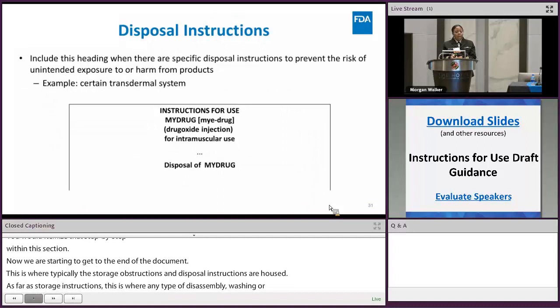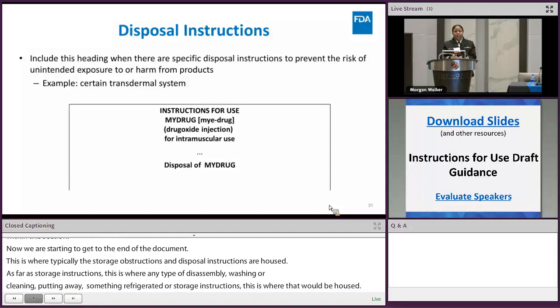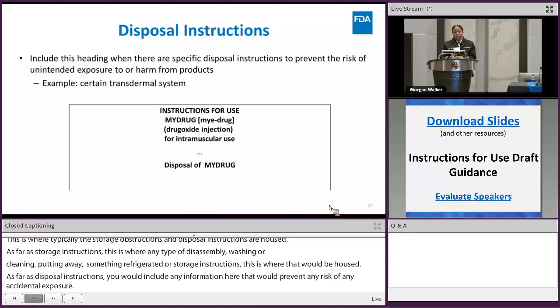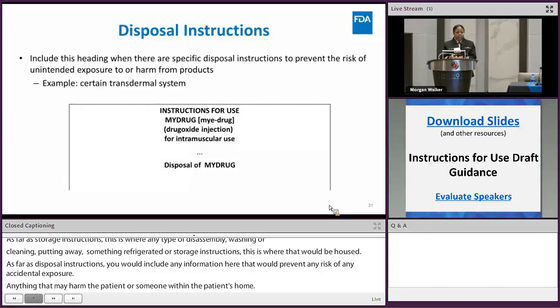As far as disposal instructions, you would include any information here that would prevent any risk of accidental exposures or things of that nature, or anything that may harm the patient or someone within the patient's home. For example, certain transdermal systems have to be disposed of in a certain way, so you would include any of that disposal information here.